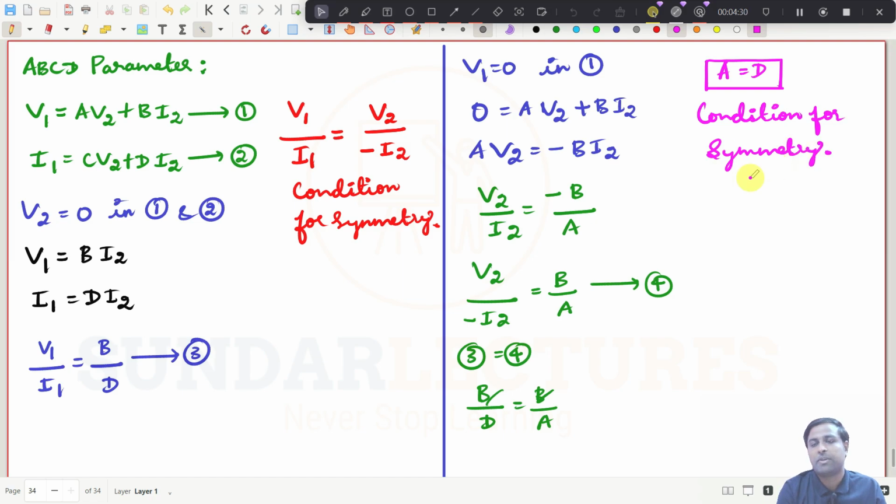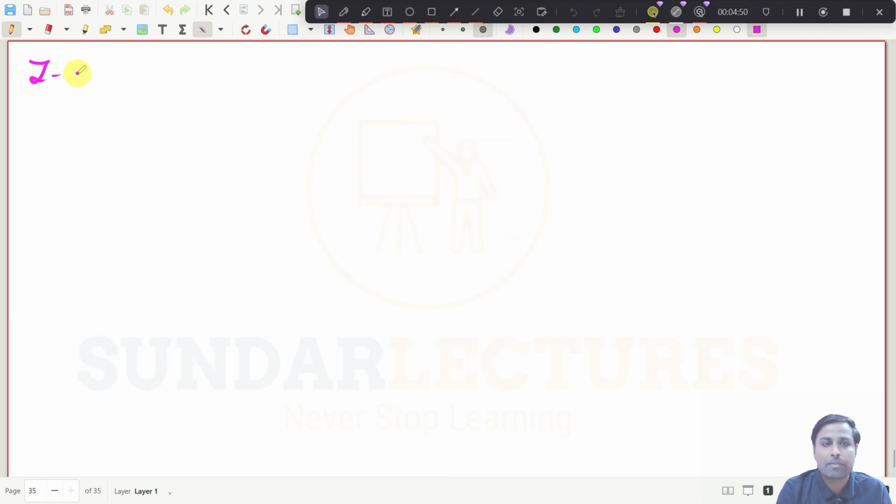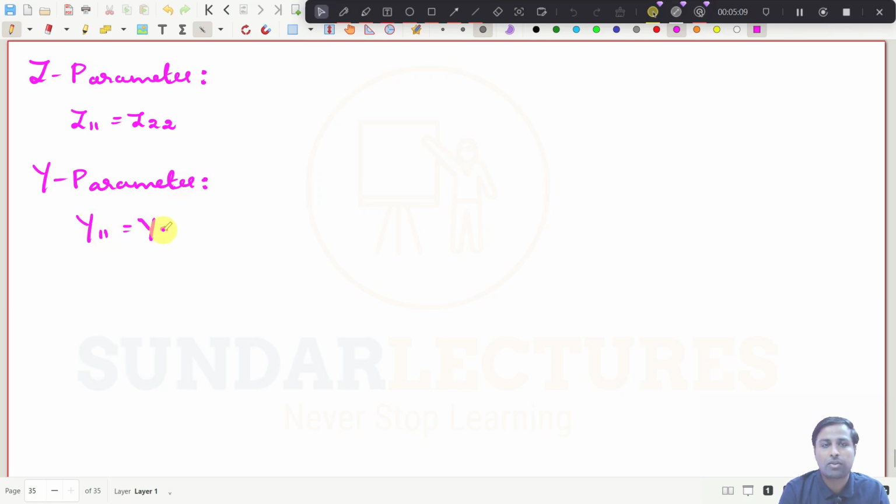Right? Symmetry. So what is this? This is the ABCD parameter: A, B, C, D. If A and D are equal, then you can conclude that the two-port network is a symmetrical network, right? So we will consolidate now. For the Z parameter, what is the condition for symmetry? It is Z11 is equal to Z22. That is the condition for symmetry. And for the Y parameter, what is the condition for symmetry? It is Y11 is equal to Y22.